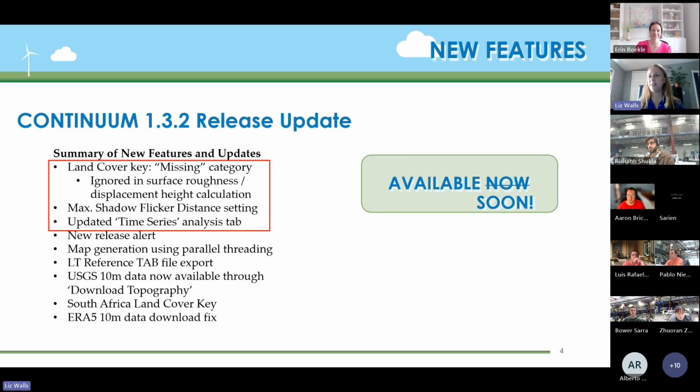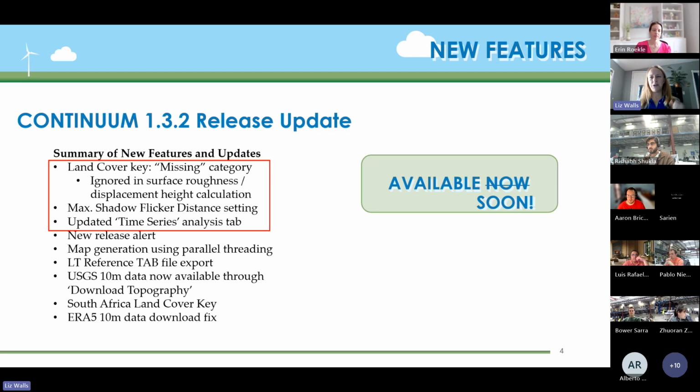Okay, so now down to business. So the next release, version 1.3.2. As I mentioned, yes, we did talk about this last time, and this list of new features and updates, a lot of them we've talked about already. So I'm just going to focus on these top 3, which are the new features that were requested over the last few months, and I'm excited to share with you.